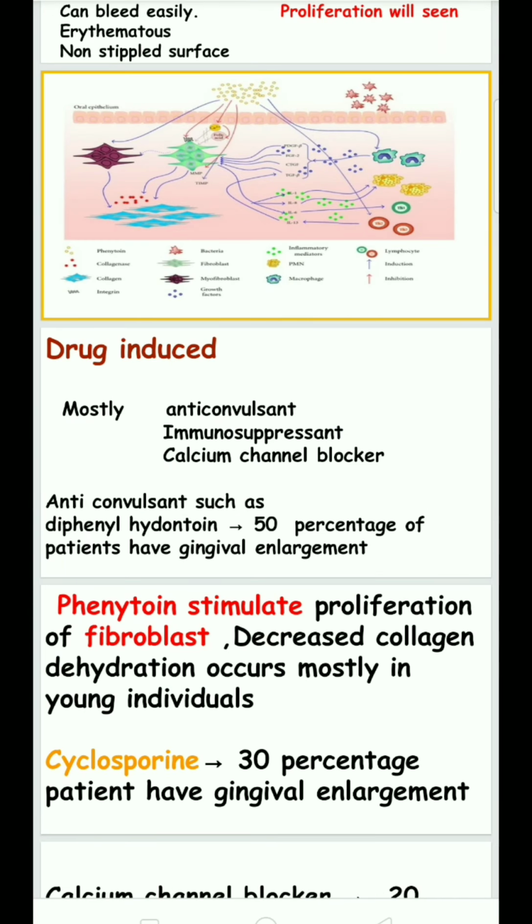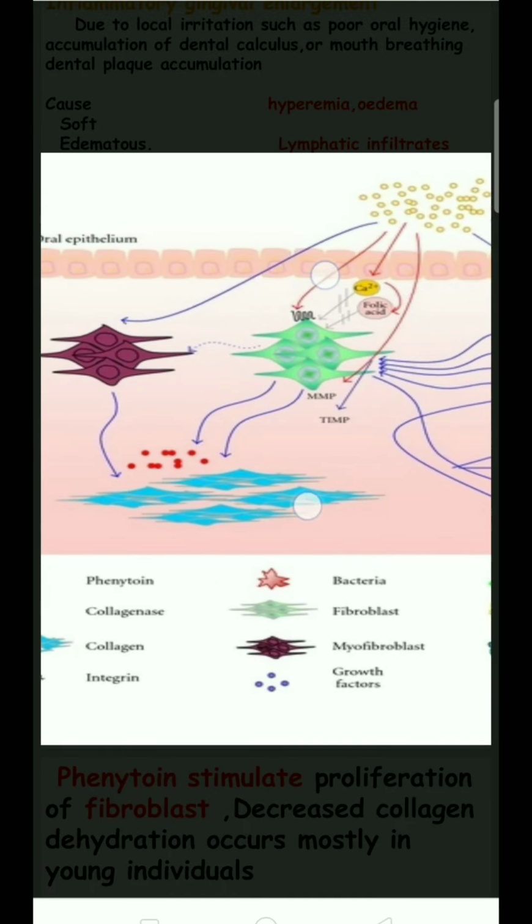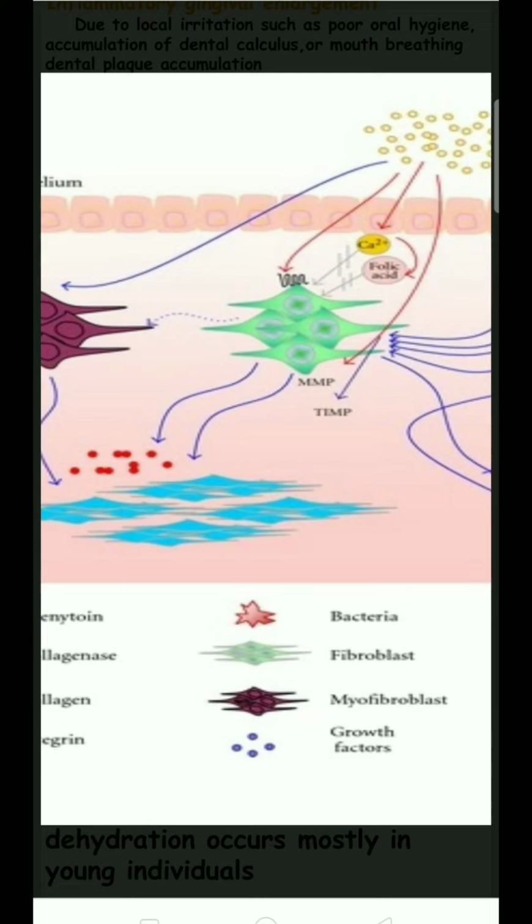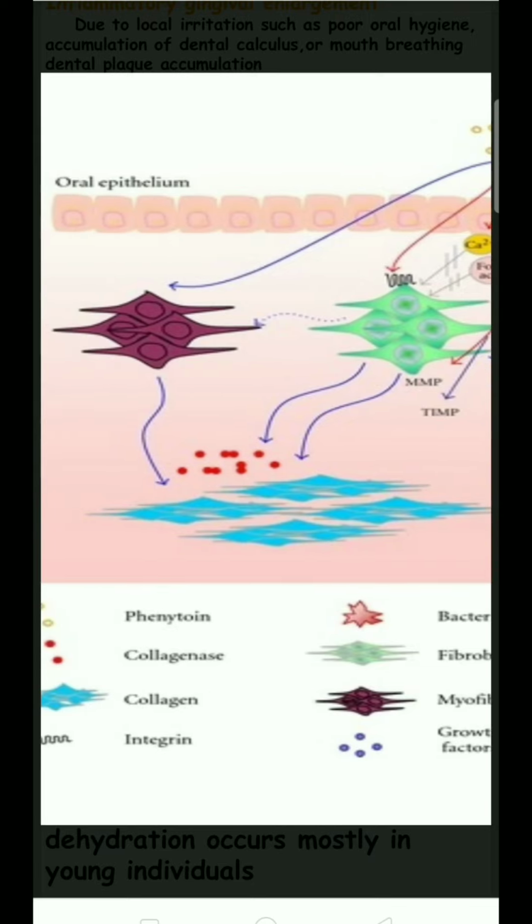The drug induced type is due to three most common drugs that pave the way for gingival enlargement, that is anticonvulsants, immunosuppressants, and calcium channel blockers. The fibroblast synthesizes metalloprotease enzymes. Those metalloprotease enzymes help to degrade the collagens. So this metalloprotease enzyme is controlled by a metalloprotease inhibitor. This metalloprotease inhibitor is stimulated by phenytoin.